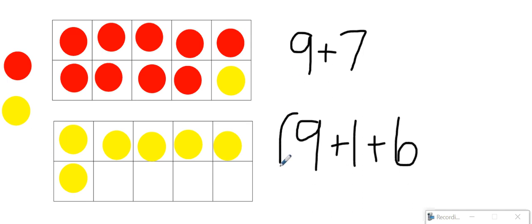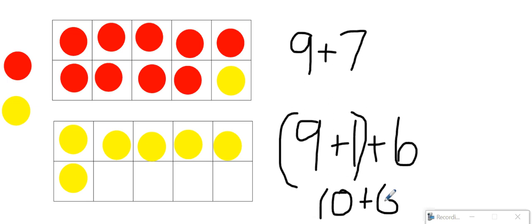And now look, with the 9 and the 1, that makes 10. And I bet we could get this really fast. What is 10 and 6? Oh, I heard that really, really fast. That is 16. So making 10 makes it a lot easier.